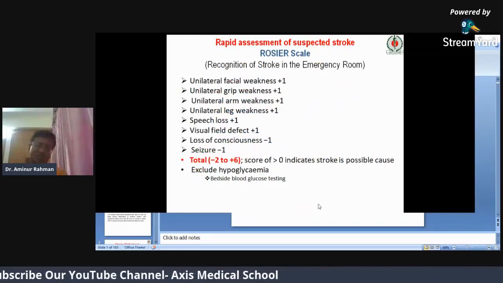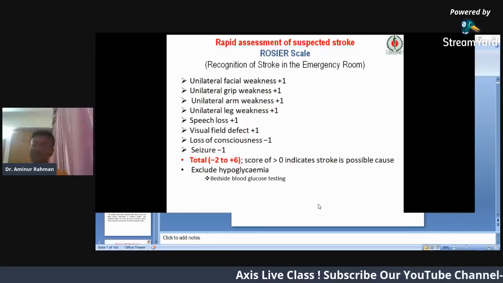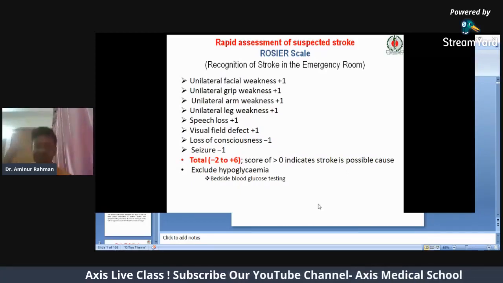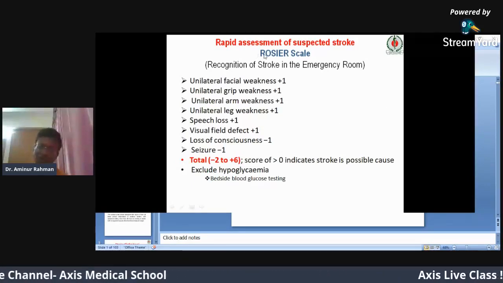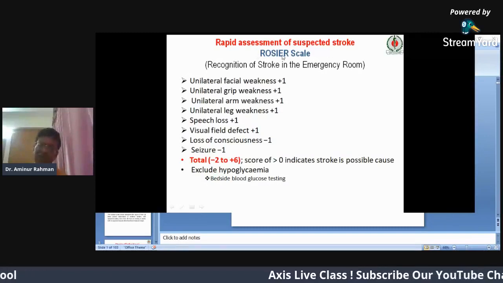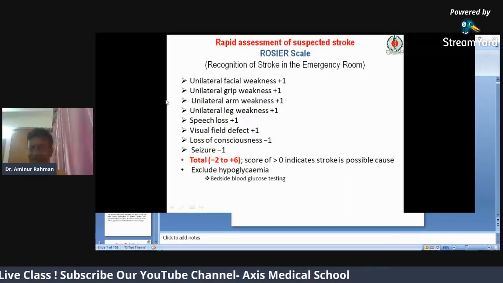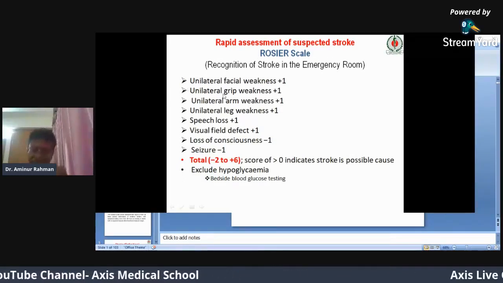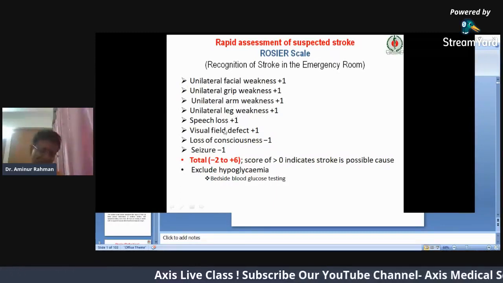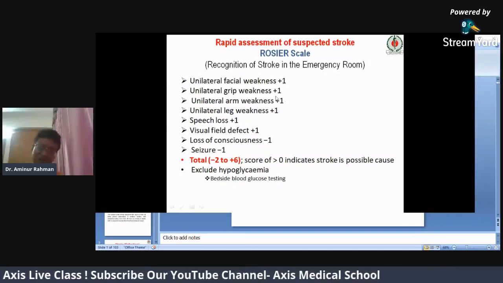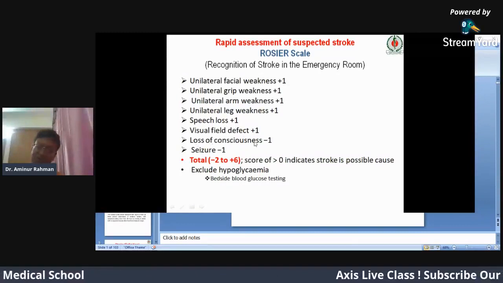How can you rapidly assess stroke in the emergency room? This is the Rozier scale, the Recognition of Stroke in the Emergency Room scale. The Rozier scale includes unilateral face weakness, unilateral grip weakness, unilateral arm weakness, unilateral leg weakness, speech loss, and visual field loss. All of these make 6 points. Another two important points are loss of consciousness and seizure.